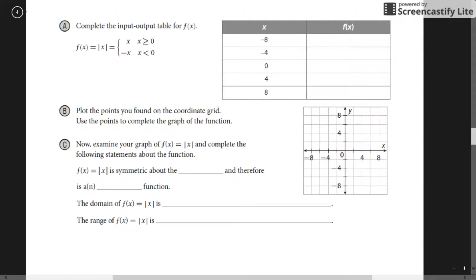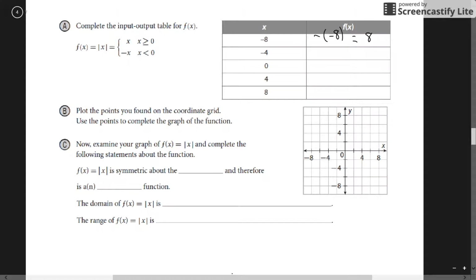So we're going to complete this input-output table for our absolute value function. These are our inputs, our x's, and f of x is our outputs. So we input -8 into our function. Now -8 is less than 0, so it's going to behave based on this bottom line here. That means we have to take the opposite of what we inputted. So the opposite of -8 is going to be +8.